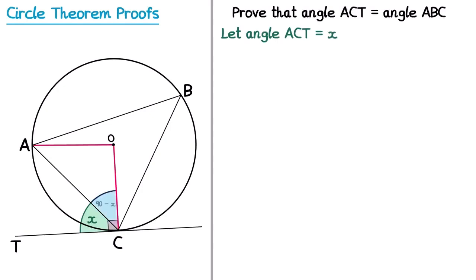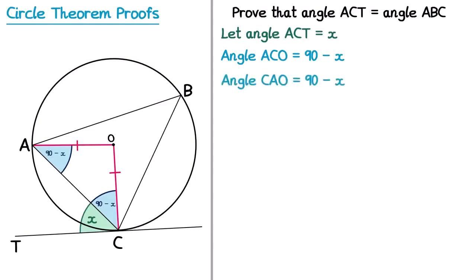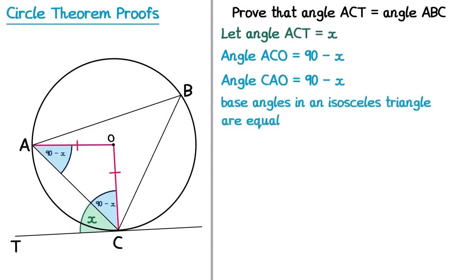So the blue angle must be 90 minus X. So let's write that down, angle ACO equals 90 minus X. Now because the two red lines are radii, they're equal in length, which means the triangle AOC is an isosceles triangle, which means this angle here is also the same as the blue angle, 90 minus X. So let's write this down as well, angle CAO is also 90 minus X, and the reason is base angles in an isosceles triangle are equal.